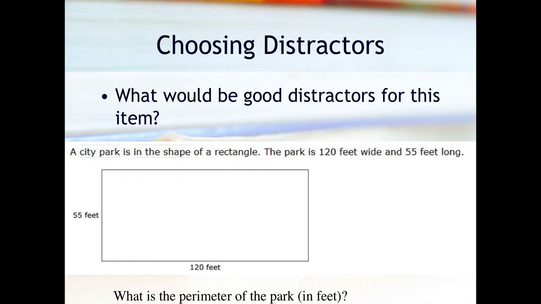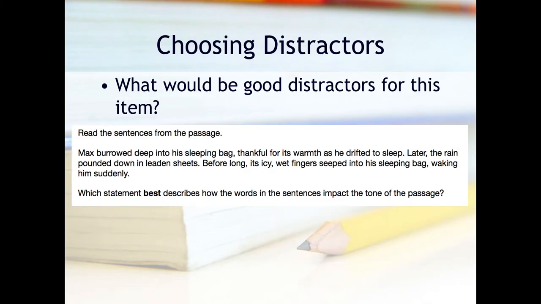Great, grand. Continuing on. Got an English example here. You've probably seen things like this. Got a chunk of text. This could be 10 pages. It could be a paragraph. So Max burrowed deep into his sleeping bag, thankful for its warmth as he drifted to sleep. Later, the rain pounded on his sheets. Before long, the icy wet fingers seemed to seep into his sleeping bag, waking him suddenly.